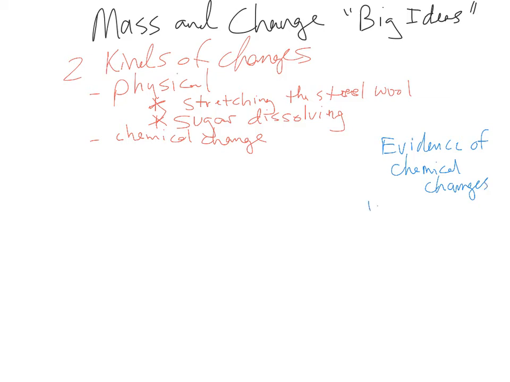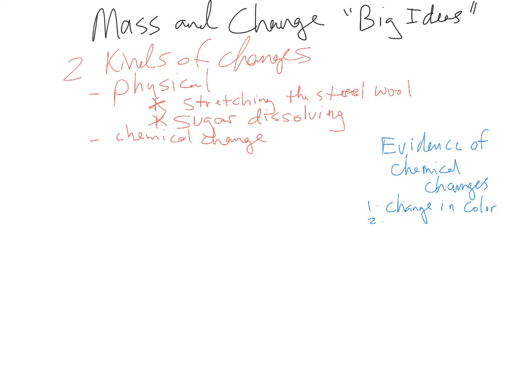All right, number 1. We could have a change in color. Now, did we see that at all in this little lab? Well, the little balls of steel wool changed color after heating. Is that a possible evidence of a chemical change? It most certainly is.